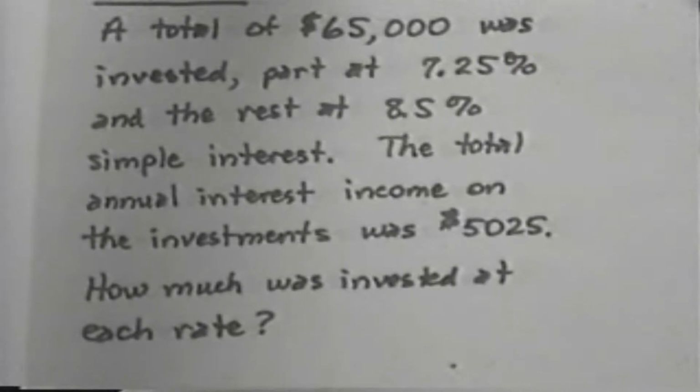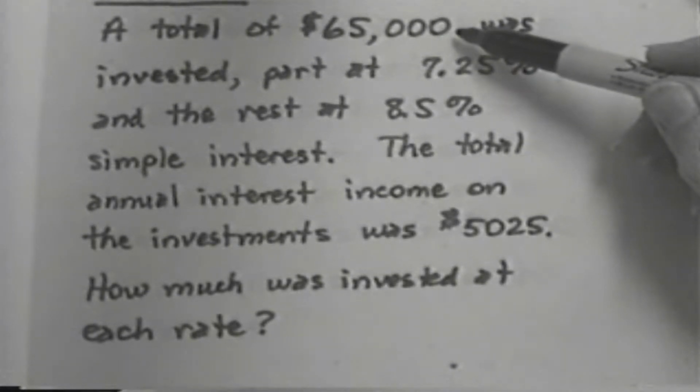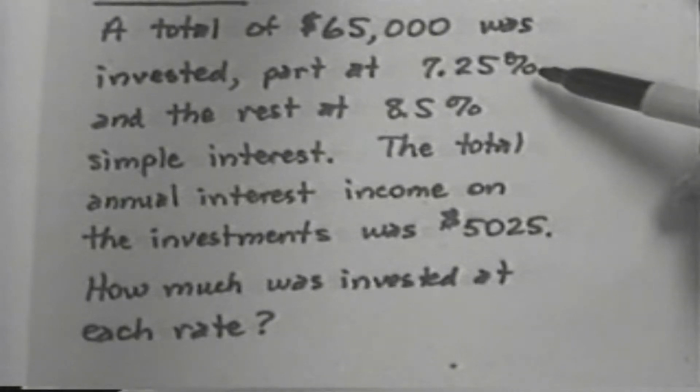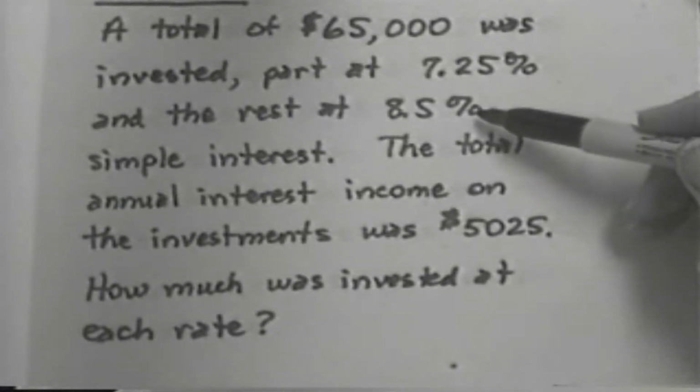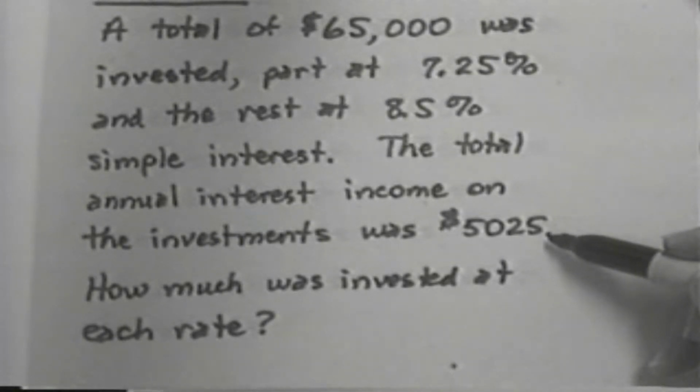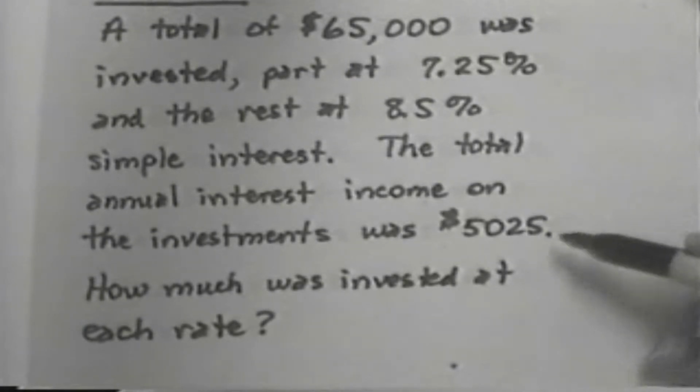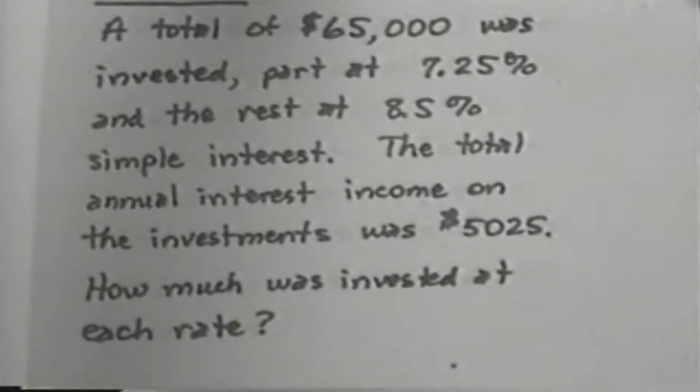Notice that we have quite a few numbers in this problem. We have $65,000, 7.25%, 8.5%, $5,025, 4 different numbers. We need to organize this information so that we can tell what goes where. To organize information of this type, a chart is a big help.